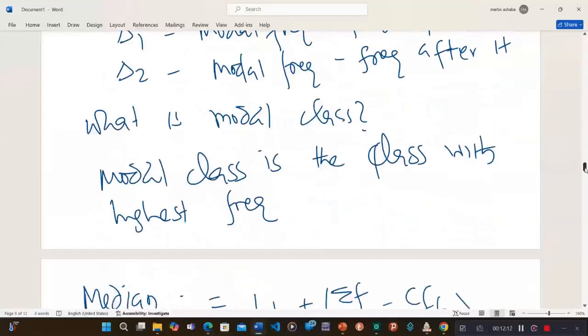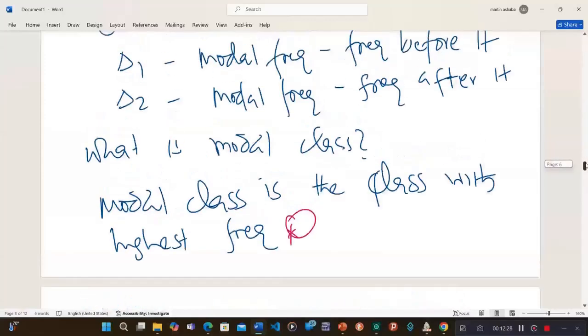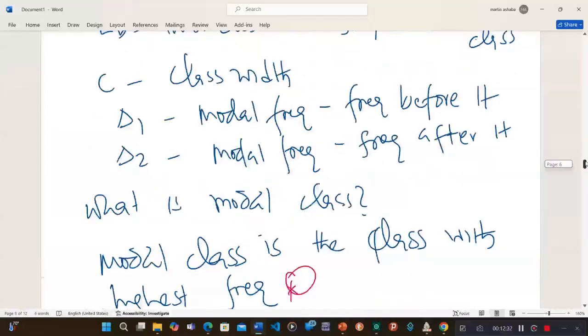Then how do we determine the modal class? The modal class is going to be the class with the highest frequency. So this must be noted. The class with the highest frequency is the one that will give us the modal class. And that's where we shall determine what our modal frequency is, what is the frequency before, the frequency after, and the class width.